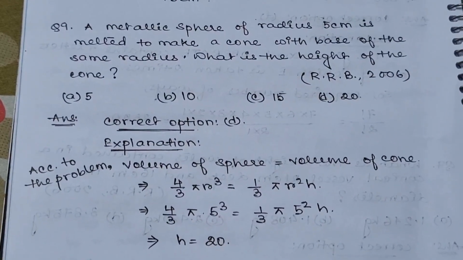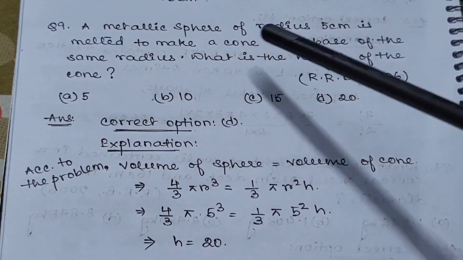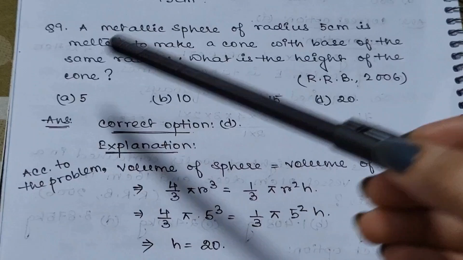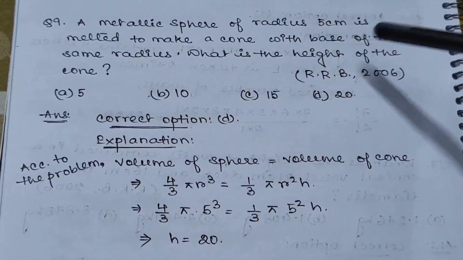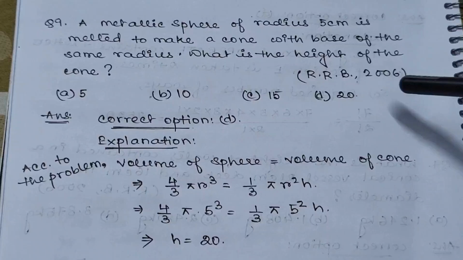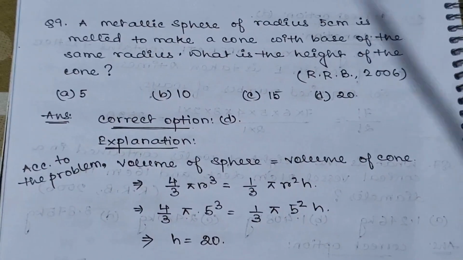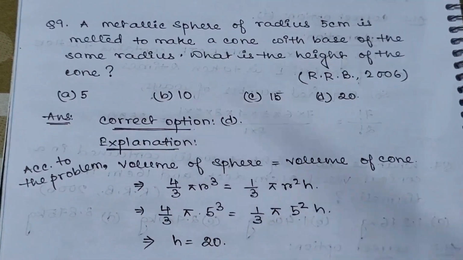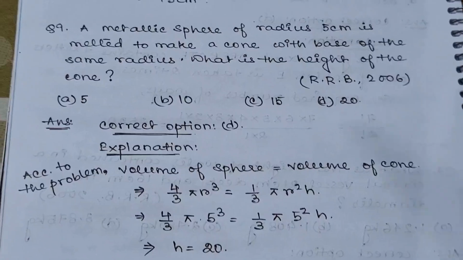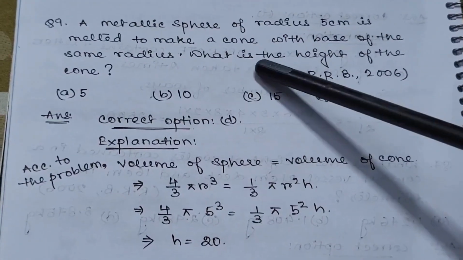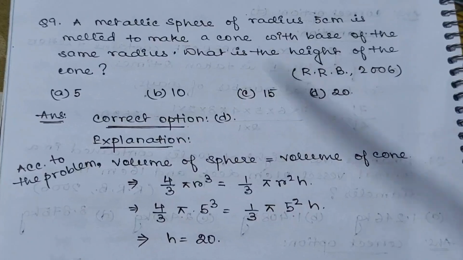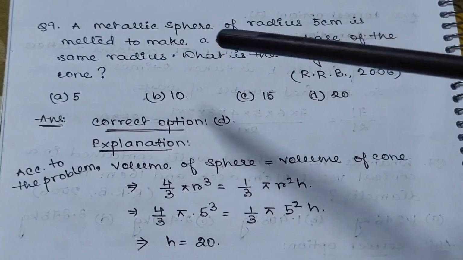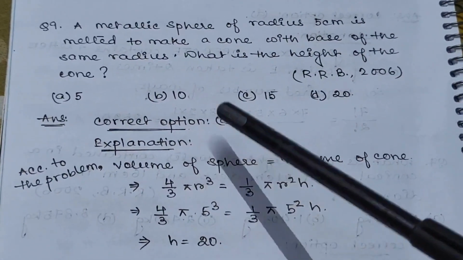Question 9. It says that a metallic sphere of radius 5 cm is melted to make a cone with base of the same radius. What is the height of the cone? RRB question of 2006. Now, a sphere is metallic and that sphere is melted to form a cone. So the volume of the sphere and the volume of the cone are the same, because that sphere is only melted into a cone. Okay. So the correct option is D.